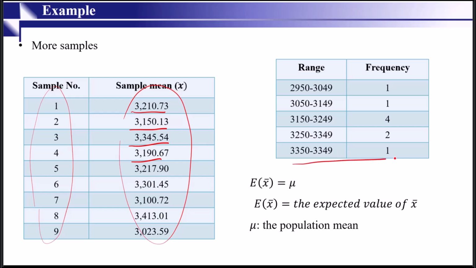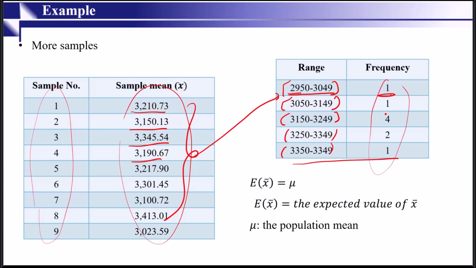In this table, you can see this is the range, right? We calculated ranges from 2,950 to 3,049, and we count the frequency. It means how many means we have in this portion, right? So in total, we have 9: 1, 2, 3, 7, 8, 9, right? So among these means, one of them is in this interval, 1 is in this interval, 4 in this interval, 2 in this interval, and 1 in this interval. This is the frequency, meaning how many sample means we have in this range. We normally call this table a sampling distribution.